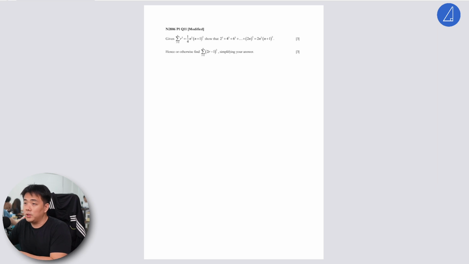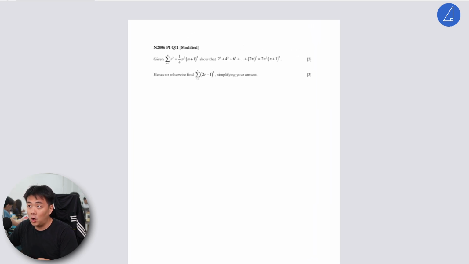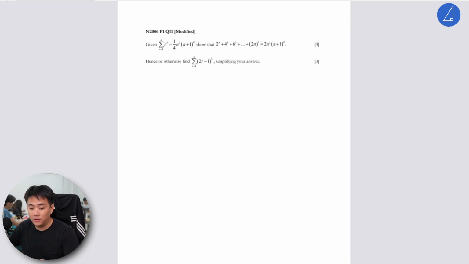Let's look at this question here, which was taken from 2006 paper 1 question 11, modified. I believe this was taken from one of the school tutorials, Hwa Chong Institution. Let's do this proficiently.